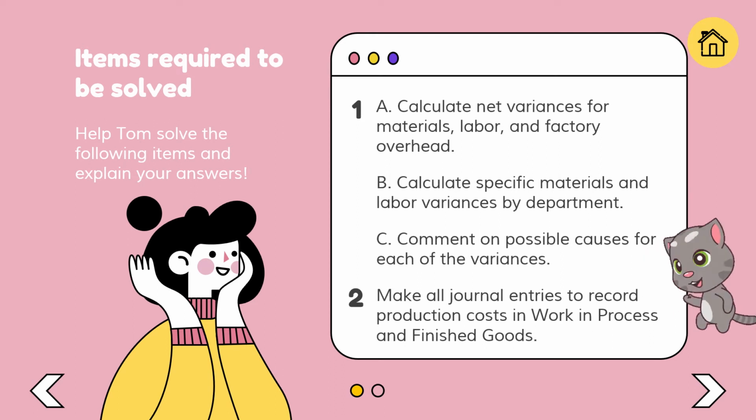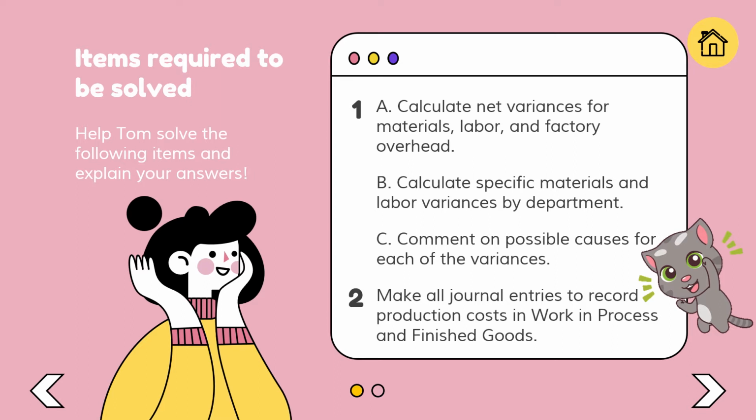Here are the items required to be solved. Let's help Tom solve the following items. 1A. Calculate net variances for materials, labor, and factory overhead. B. Calculate specific materials and labor variances by department. C. Comment on possible causes for each of the variances.